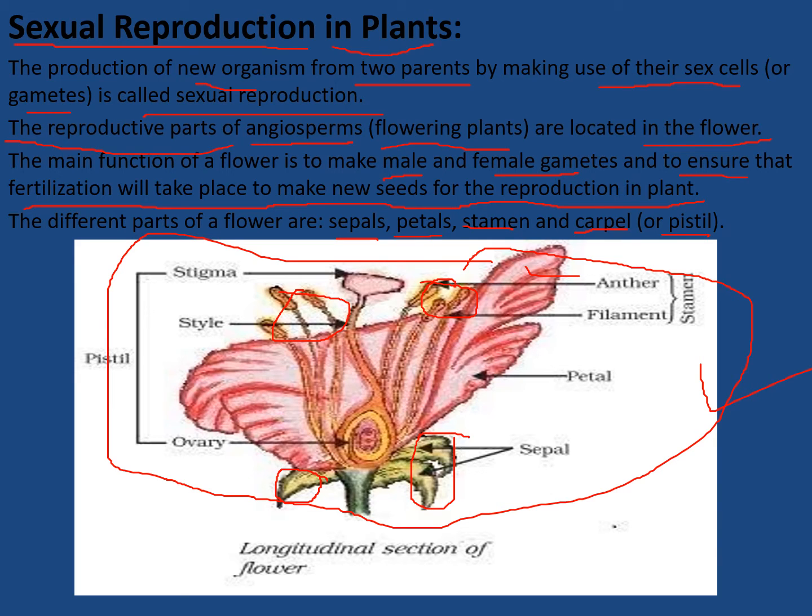In the middle, you see this long part, till here, is included inside the carpel, which is also known as the pistil. These are the parts of the flower, and we also know that this is the LS, longitudinal section, of the flower. Now please copy down and draw the diagram of this LS of flower.